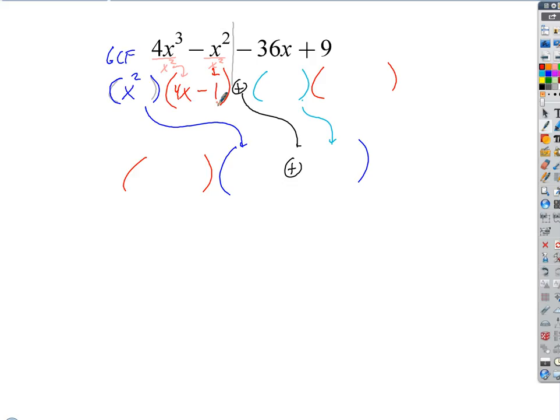And here's what I think you should do. Let's check this each time. Once I've factored out the greatest common factor, let's distribute it and check. Is x squared times 4x, 4x cubed? Yeah, check. Is x squared times negative 1, negative x squared? Check. Okay, so we know we got the first group factored correctly.